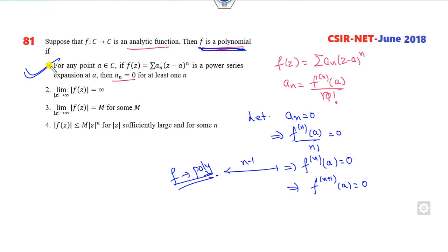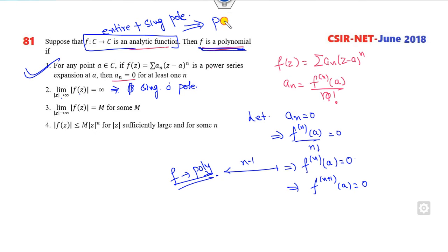Look at the second option. If the limit exists, what is the meaning of that? The singularity is a pole. That is the meaning of this. That means z is a pole, and we already discussed the previous shortcut tricks. If this is an entire function and the singularity exists at the pole, then this implies it is a polynomial. So this option is also a correct option.